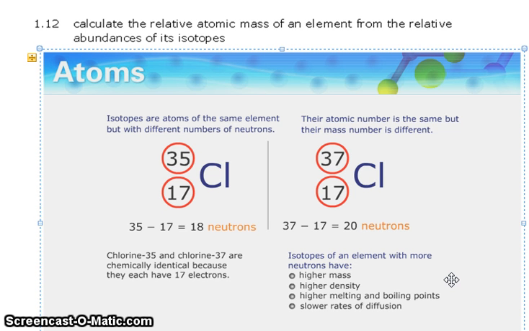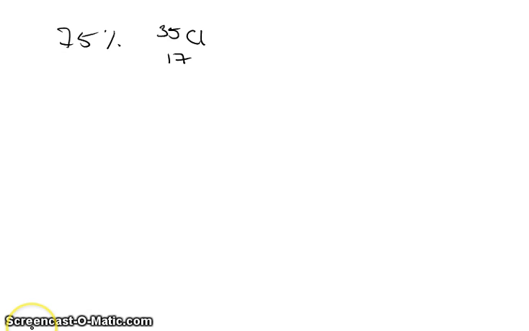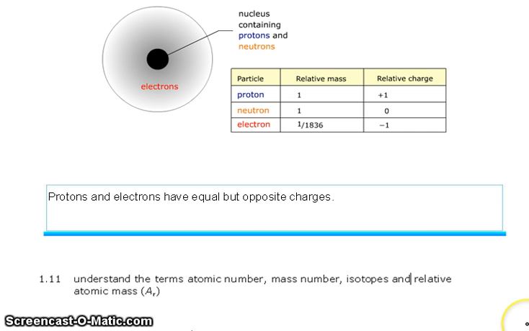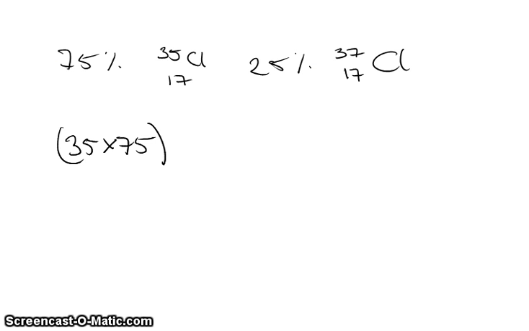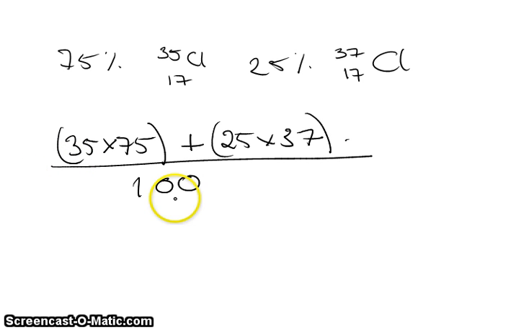Now, calculate the relative atomic mass of an element from the relative abundances of its isotopes. 75% of chlorine is chlorine-35 and 25% is chlorine-37. Looking back at our syllabus statements, we have to be able to calculate the relative atomic mass of an element from the relative abundances of its isotopes. So 75 times 35 plus 25 times 37, divided by 100. Let's work it out.